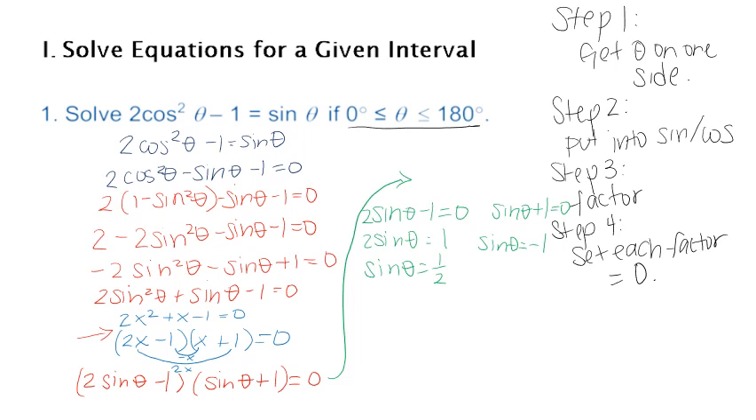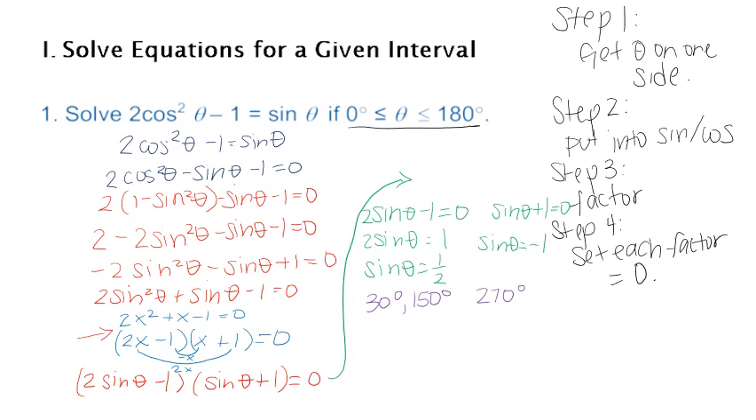Well, if you look on your unit circle, that happens in 2 places. It happens at 30 degrees. It also happens at 150 degrees. Okay, where is the sine of theta equal to -1? Well, that happens at 270 degrees. All right, so these are all of our solutions to this equation.